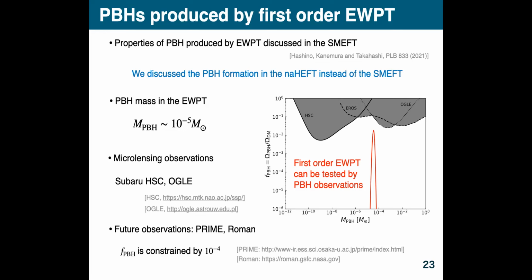And in the near future, several improved microlensing observations will start, like PRIME and Roman. Once these experiments are ongoing, the fraction of primordial black holes will be constrained down to around 10 to the minus 4. Therefore, if these experiments start, we can discuss constraints on new physics more widely.